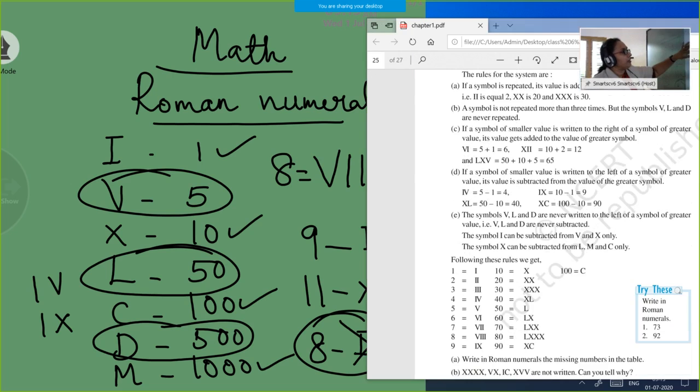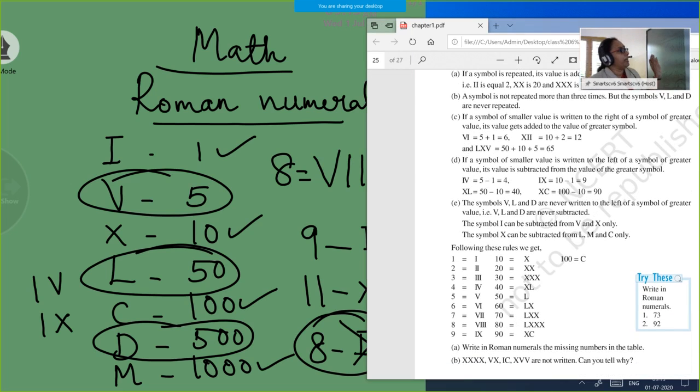Next, third point: if a symbol of smaller value is written to the right of a symbol of greater value, it means that value is added to the number. Suppose VII, the meaning is that II, which is 2, is added to V. The answer is 7, like that. Okay? Just underline that sentence.